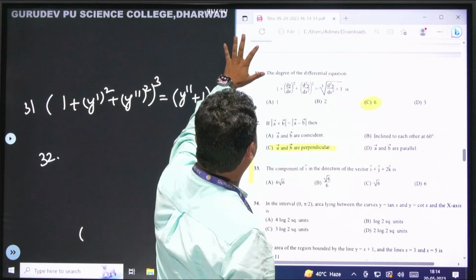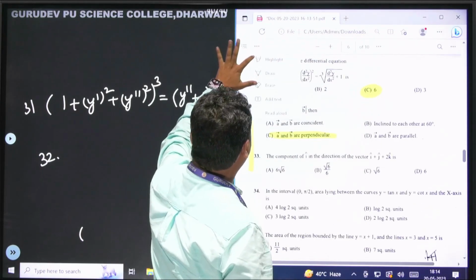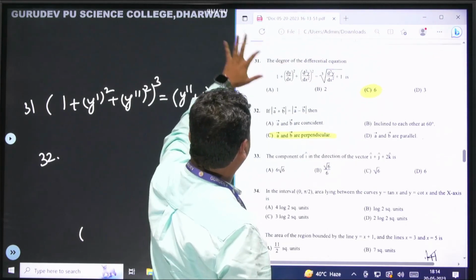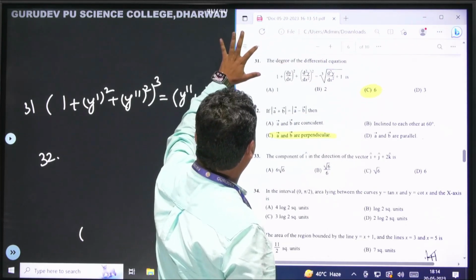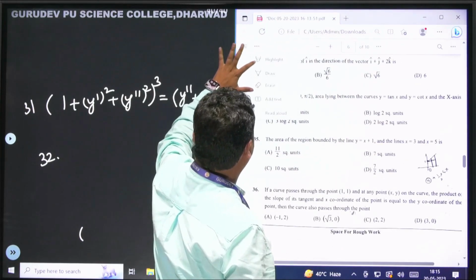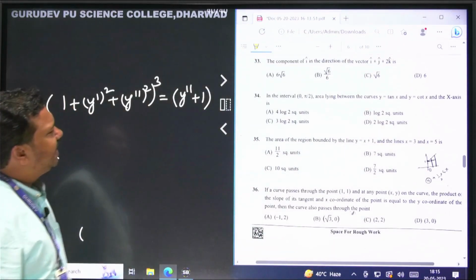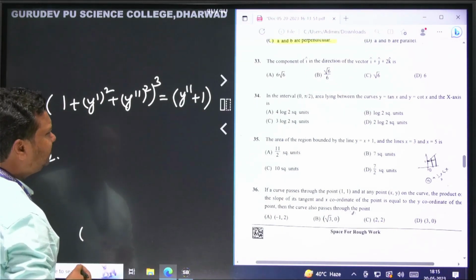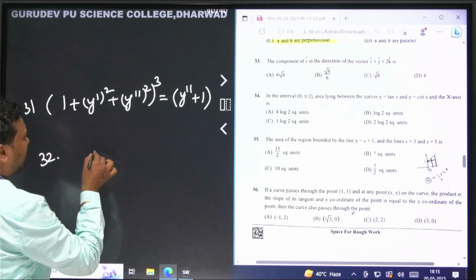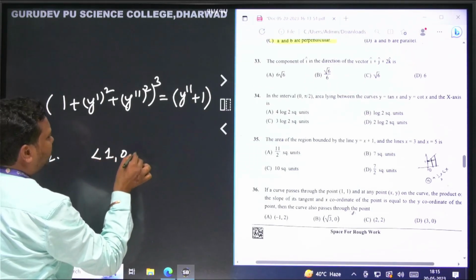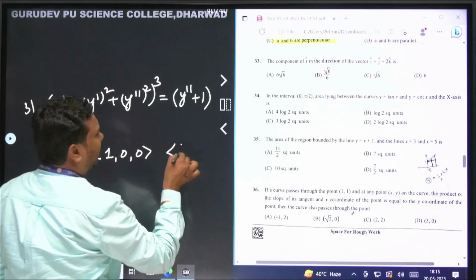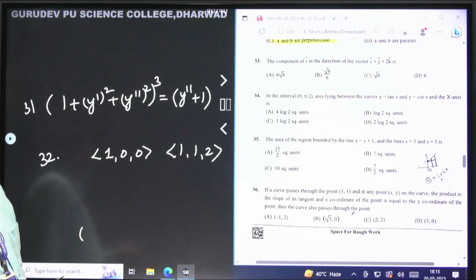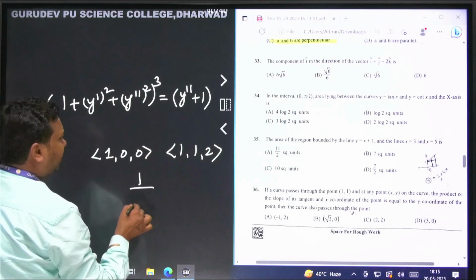They have asked about components. So what do you mean by components? See, the method I have solved it is like this, kindly correct me if I'm wrong. Okay, so let me go for question number 33. They have asked the i component in the direction of vector i plus j plus k. So the i component becomes (1, 0, 0), and here (1, 1, 2). So let me take a dot b divided by magnitude of b. That will become 1 divided by root 6.